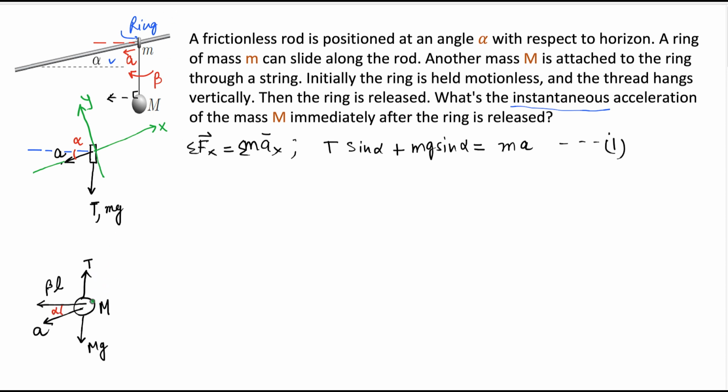And here also, same axis, we can choose the same axis, which is x and y. And then if you project this, then this angle is also alpha. So now we can write the equation for the bigger mass m. Let's write the equation in the x direction, and this time it will be bigger m and the acceleration of the bigger m in the x direction.